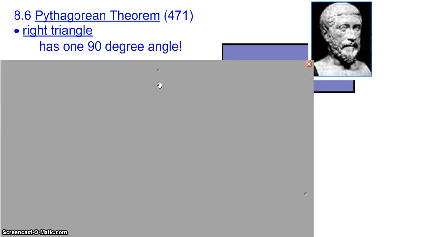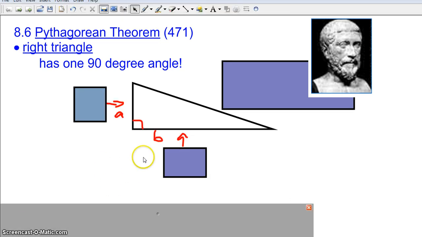Let me pause this for a second. Okay, so I have the words covered now. So here we have a right triangle. So sketch out a little right triangle. We know it is because it has a symbol for a 90-degree angle in the corner.